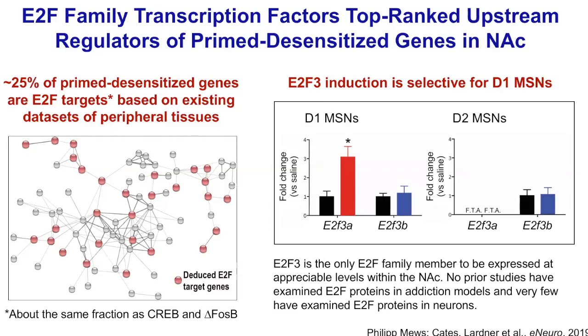Let me just back up a point by making the comment that E2F3 is the only one of 7 E2F family members that's expressed appreciably in the nucleus accumbens, with very low levels of expression elsewhere. The E2F3 gene encodes 2 RNAs, E2F3A and E2F3B, by alternative splicing. E2F3A is the only transcript that's regulated by cocaine, and that regulation is specific to D1 medium spiny neurons.